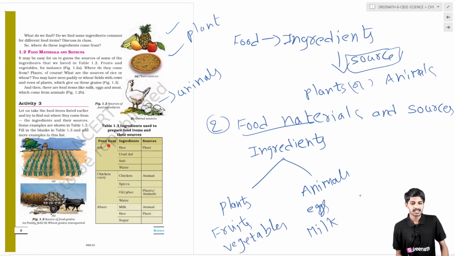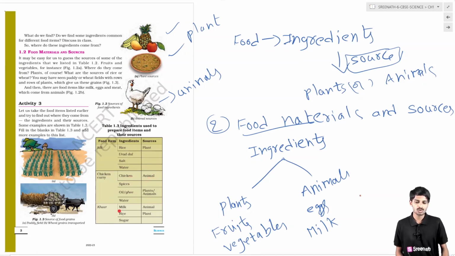Okay, in this way, here is the food item idli. Here are the ingredients required to prepare idli: rice, urad dal, salt, and water. And here you have to fill in the source of those ingredients. For rice, it is a plant source. For urad dal, what is the source? It is also a plant. Salt is from the ocean, and for water you have to write any other source. Here is chicken curry; we get chicken from an animal.